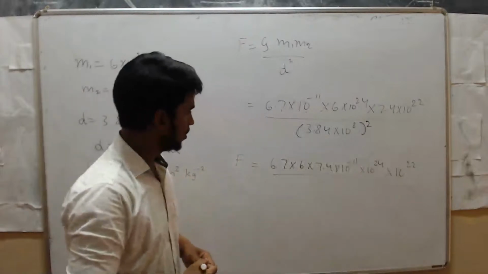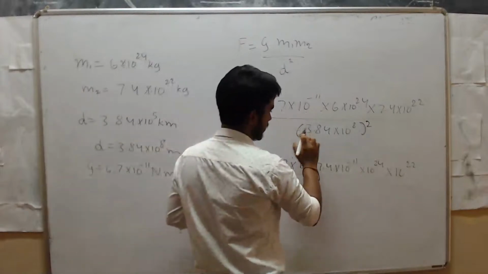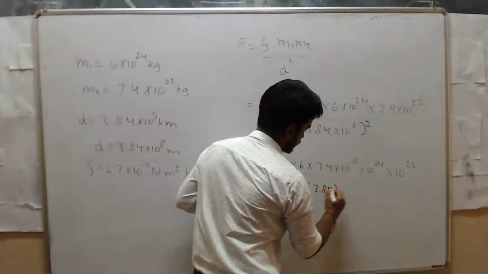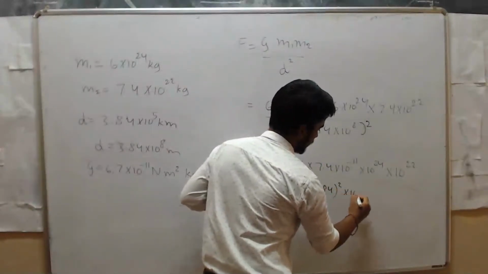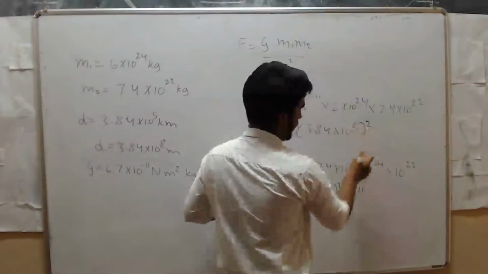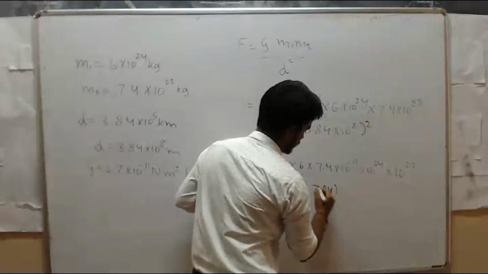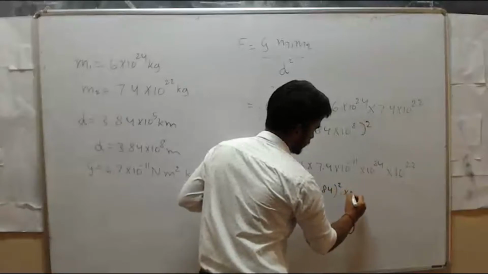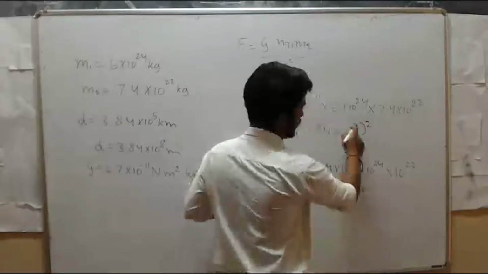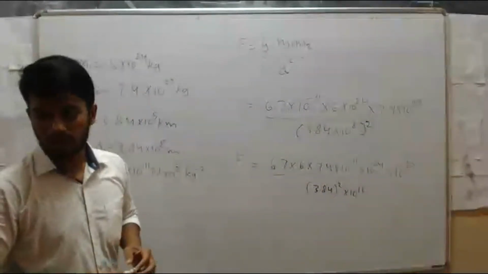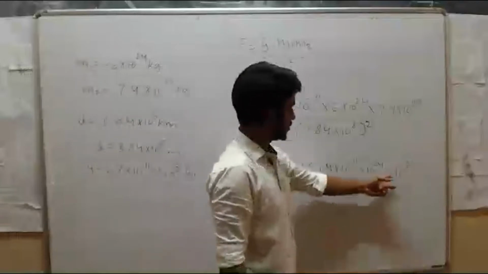Yes. So now we can write 3.84 square into 10 raised to the power 16, because 8 square means 8 into 2. So after these three, tell me the answer.